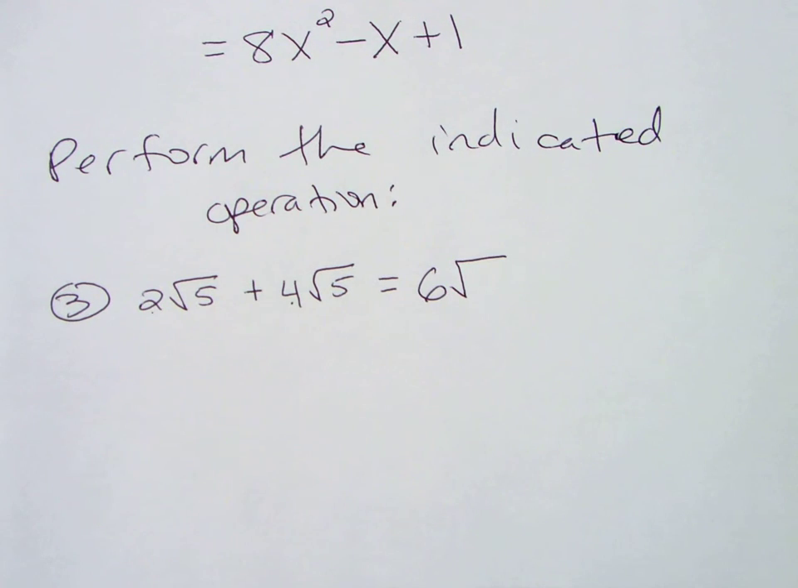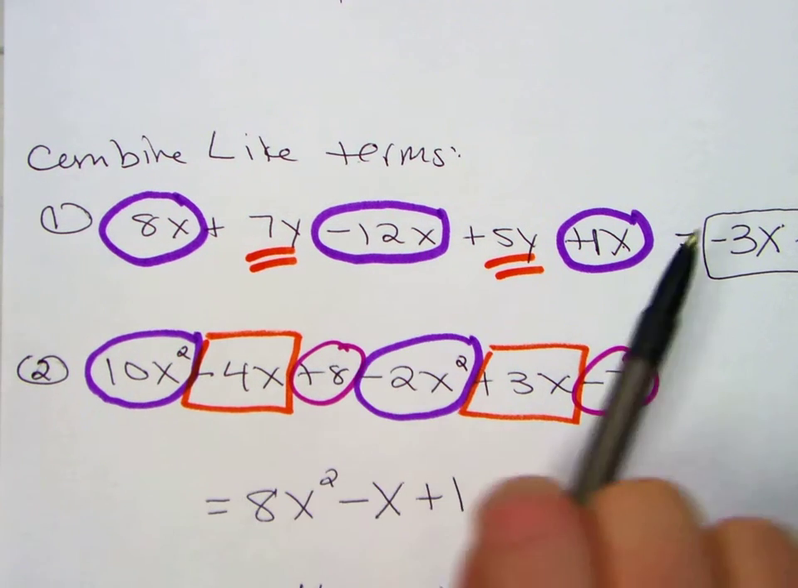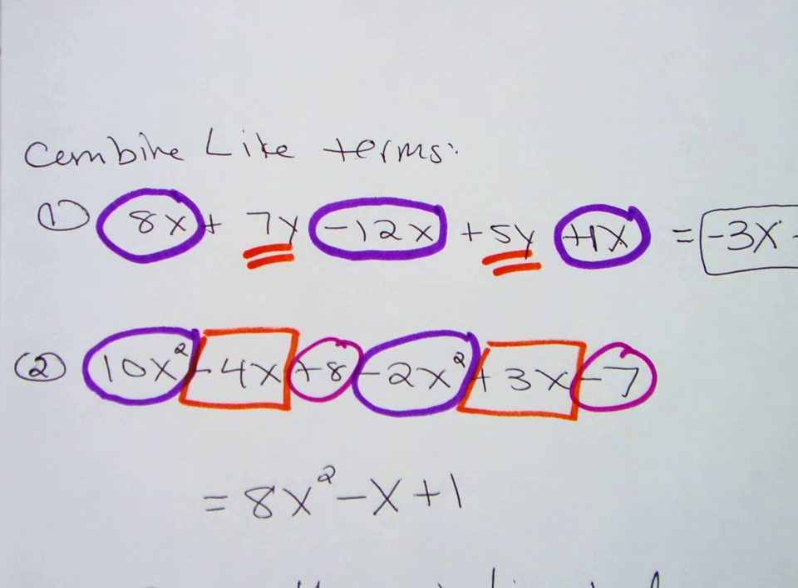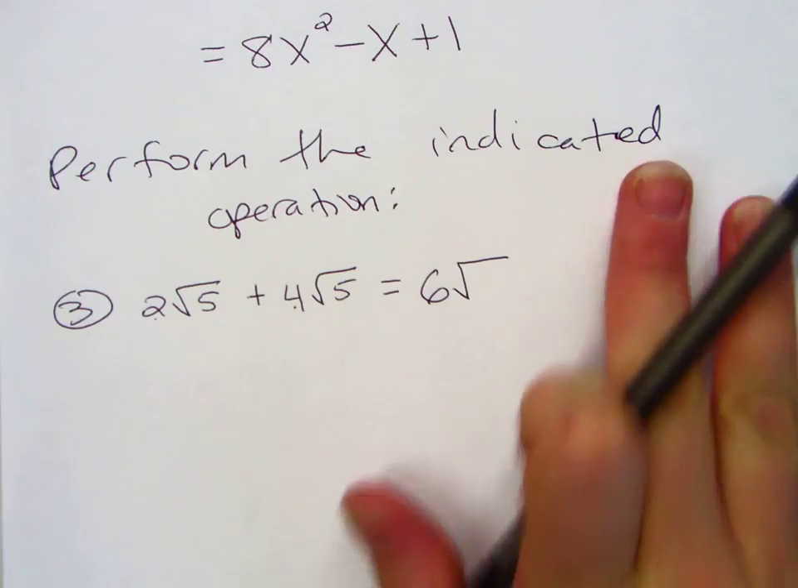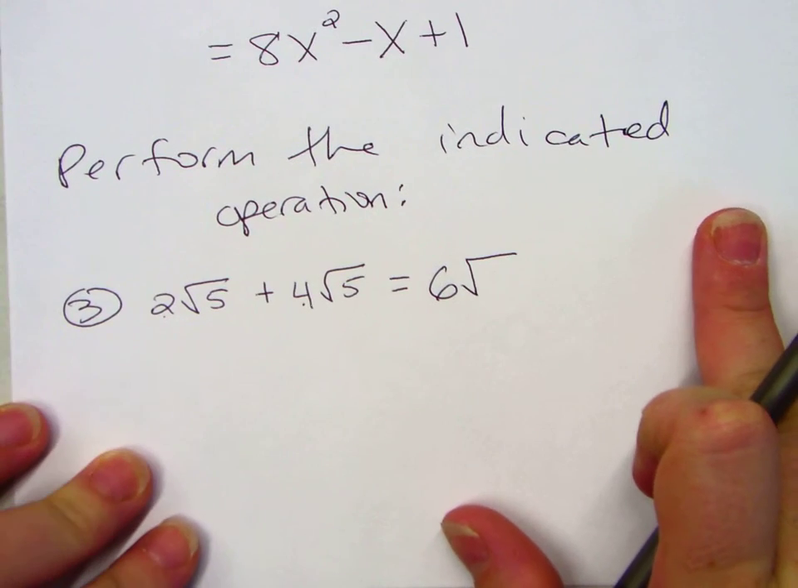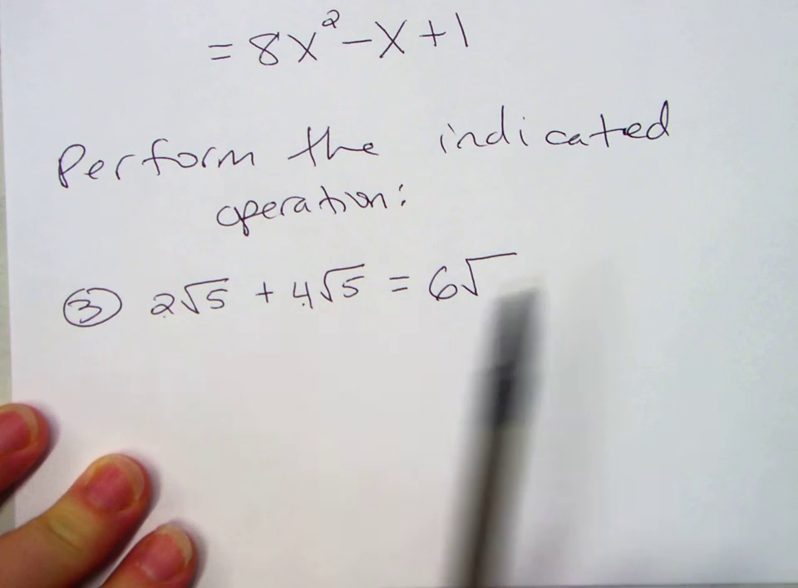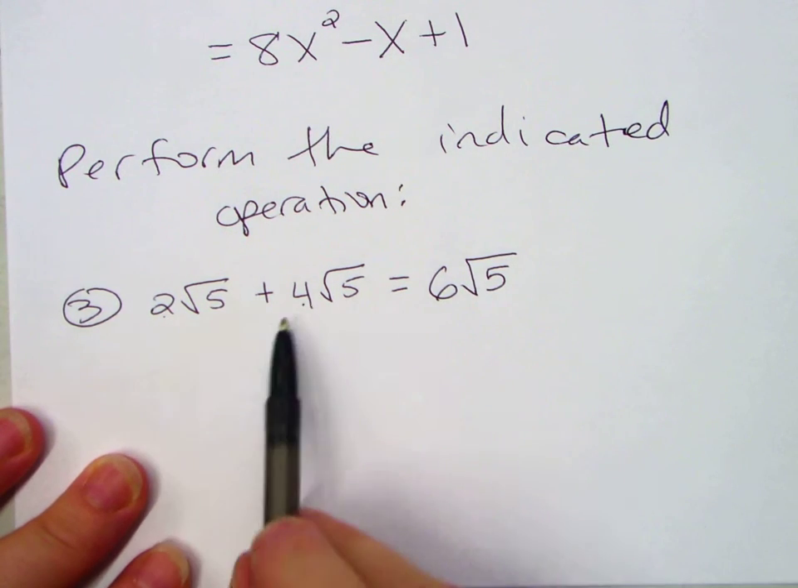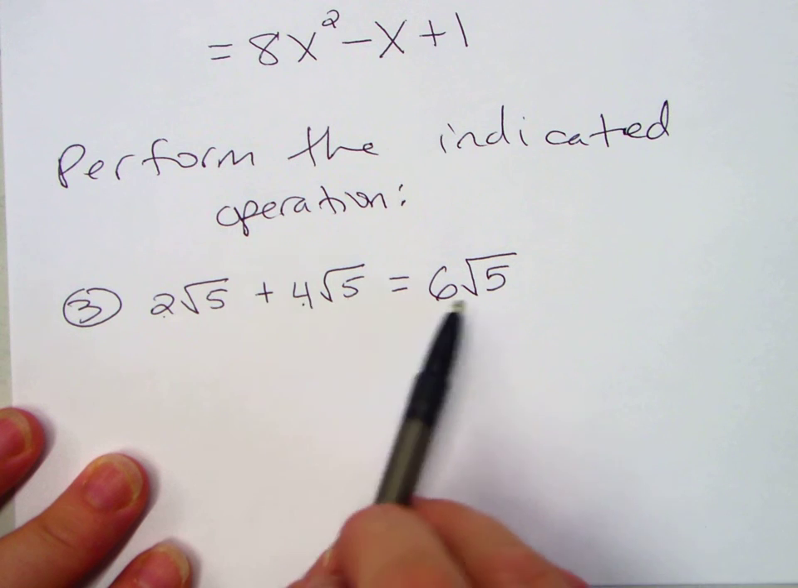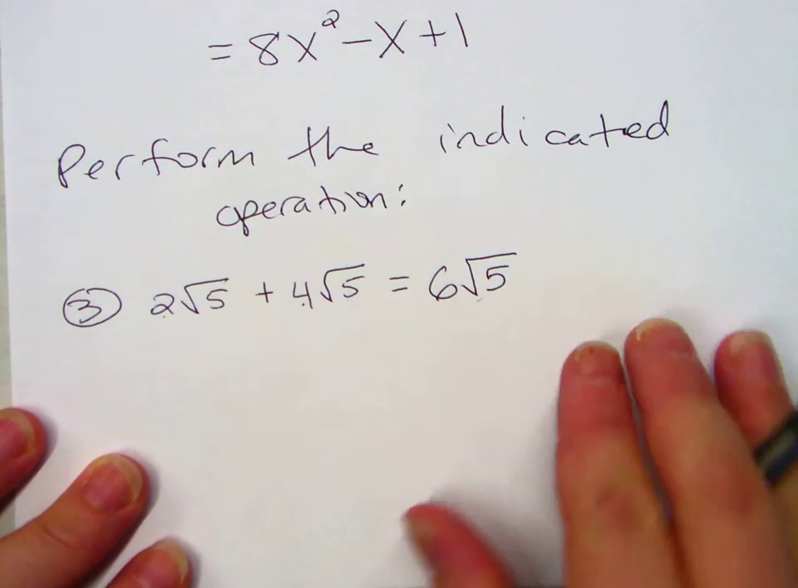Now, when you added those x's, did the x change at all? No. 8x minus 12x plus 1x gave me negative 3x. That x did not become x squared. It didn't change. So when you add radicals, you add the coefficients, the inside stays the same. 2 plus 4 is 6. Radical 5 stays radical 5. Okay.